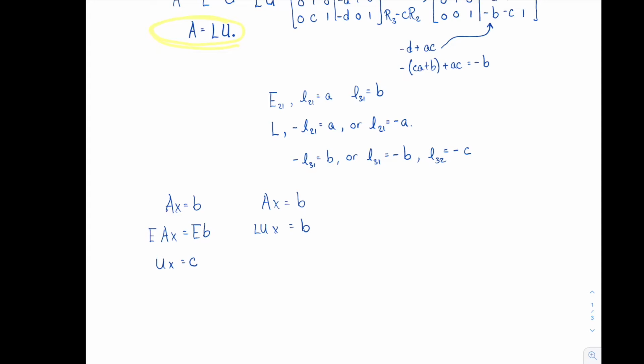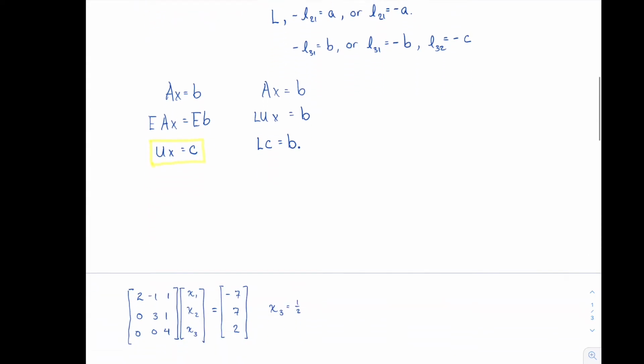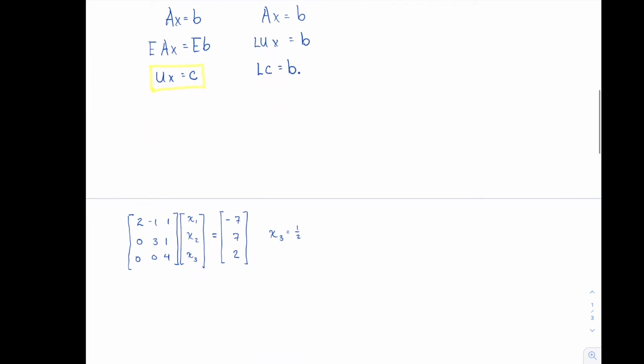But wait a minute. What is UX? UX is right over here. That's C. So let's make that substitution. So now this is L times C equals B. And that's how we're going to solve this next problem. So I'm going to scroll up, and I'm going to keep that there. Oops, got some other scratch work down here.